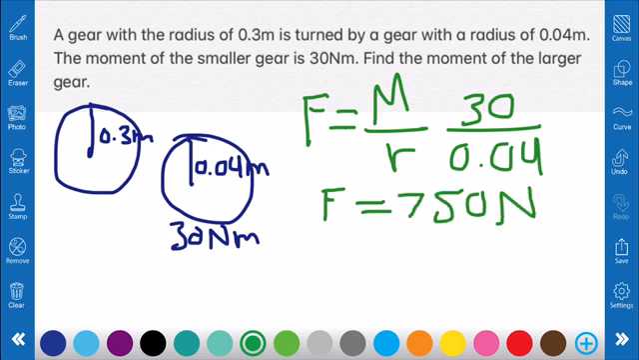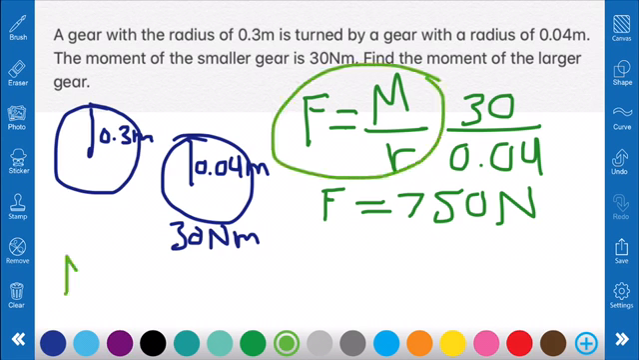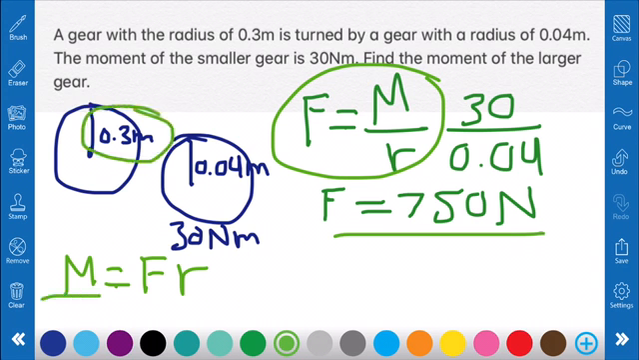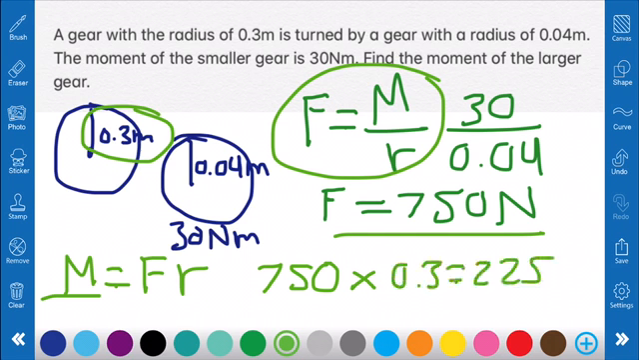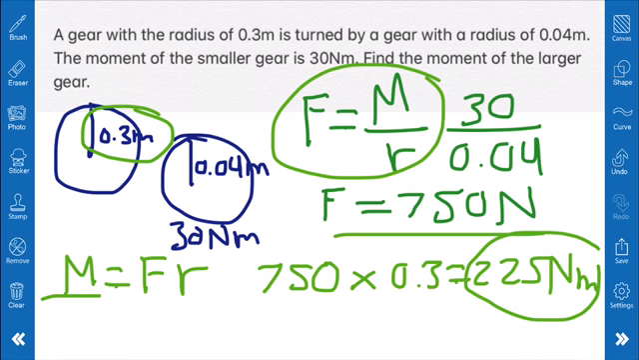With that, we can take the same formula that we just used and turn it into M equals F times R. Now we can plug in the values that we have found and that we were already given to find the moment of the larger gear. So we take 750 N and multiply it by 0.3, which gives us 225 Nm, which is the moment of the larger gear.